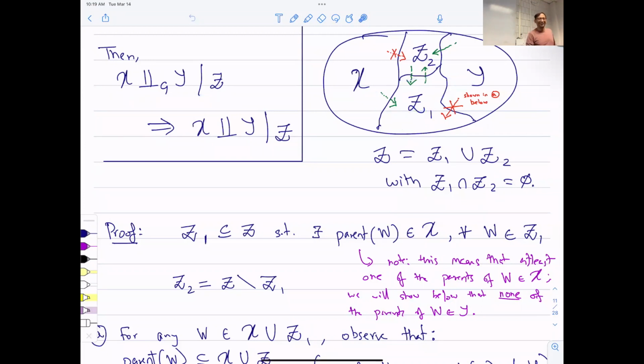Let me repeat. Let's pick any node here. It has one edge here. Suppose this was also there. Then this would be a collider, and it'll open up a path between these two. This path will become unblocked. And that cannot happen. Because conditioned on Z, we know that all paths between X and Y are blocked. So no nodes here can have a parent here. This is not allowed.